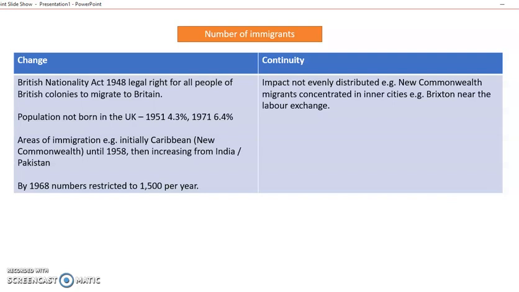You could say that there's some continuity in this time period, that the impact of the number of immigrants is not evenly distributed throughout the country. So there is a lot of change in some areas of the country. A good example is London, Brixton. A lot of the immigrants coming on the Windrush generation, they centred in Brixton because it was near the Labour Exchange. So that was for practicality reasons. But from a vast swathe of the country, there was continuity because they didn't see the impact of immigration.